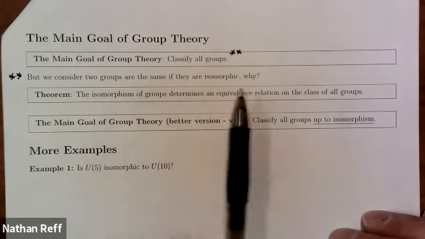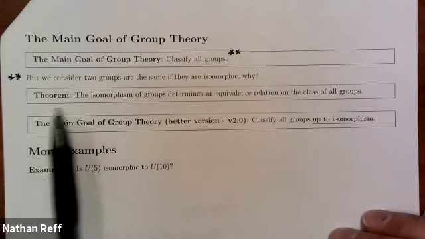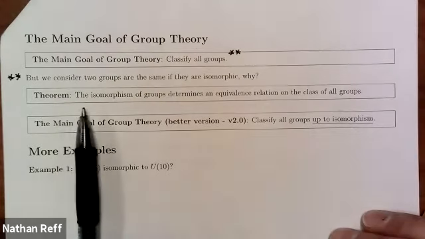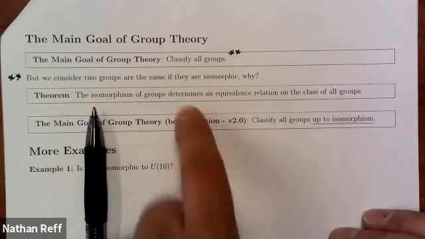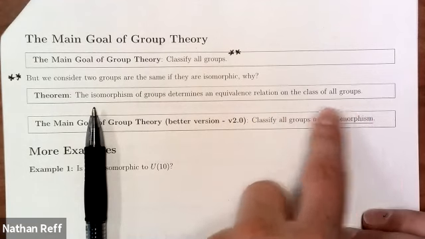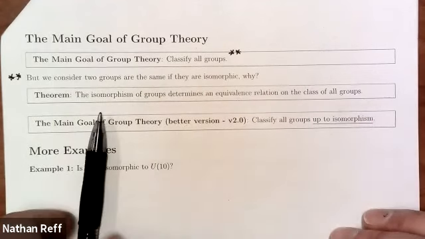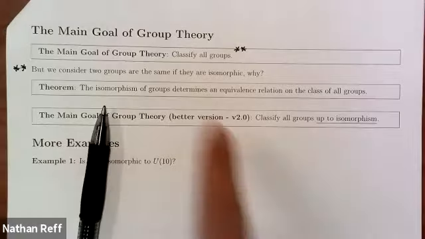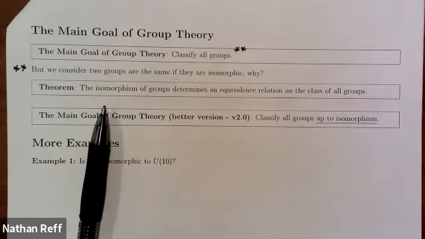I keep saying that, but why is that? Well, you have this nice little theorem that says the isomorphism of groups determines an equivalence relation on the class of all groups. So does that actually make sense? What is an equivalence relation? So let's piece that back together. Symmetric, and reflexive, right?